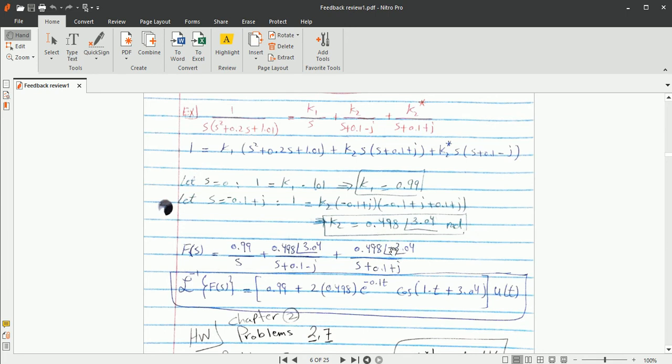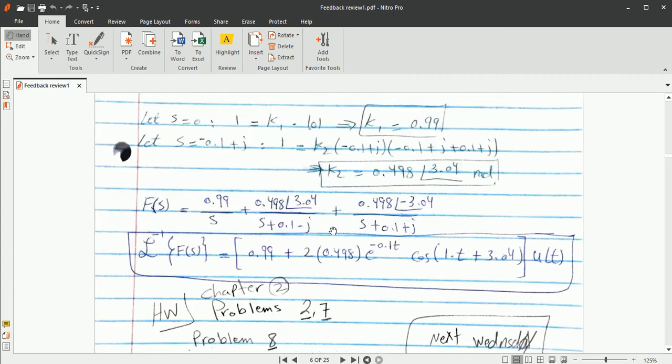Then k2 conjugate will be 0.498 at angle minus 3.04, okay, the opposite sign. So put it here above, you get 0.99 over s, plus 0.498 angle 3.04, and minus 3.04 over s plus 0.1 minus j. It is basically s minus into minus 0.1 plus j. That minus is basically multiplied inside, and you are looking at this term like this, but actually it is s minus into minus 0.1 plus j. So now this is a little bit tricky, you have to understand this thing.